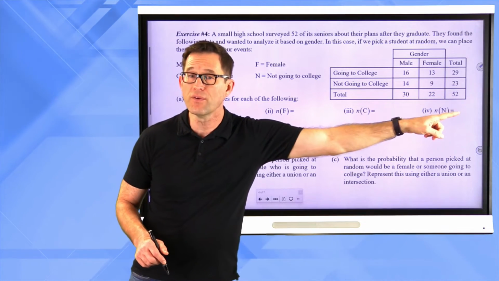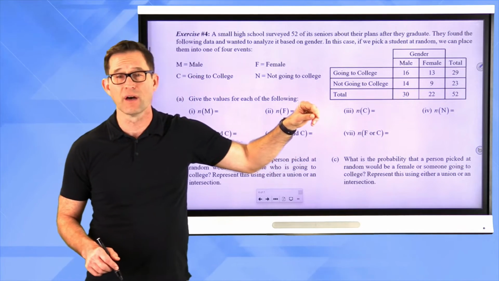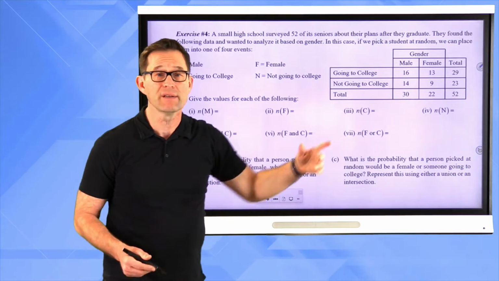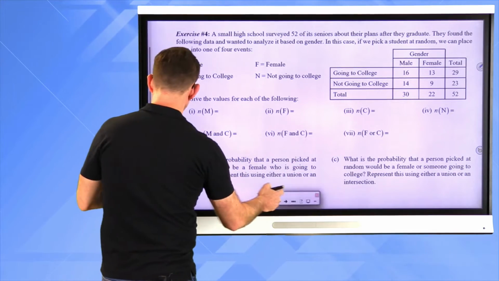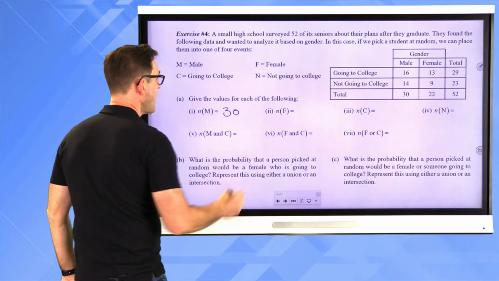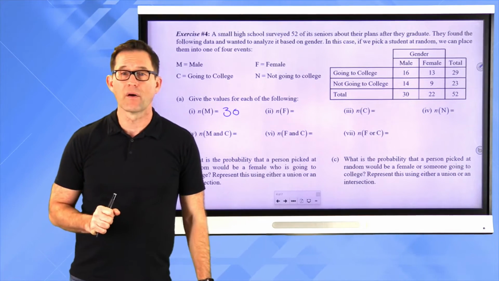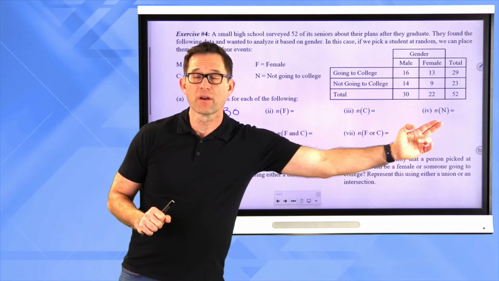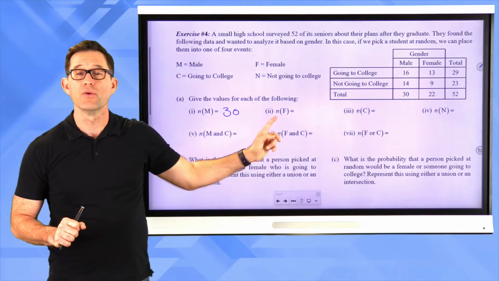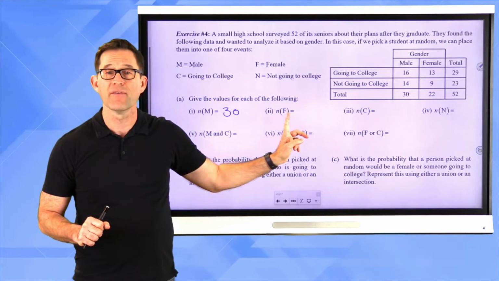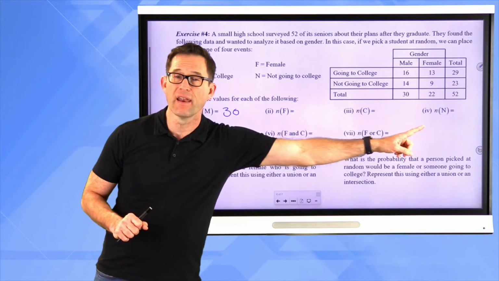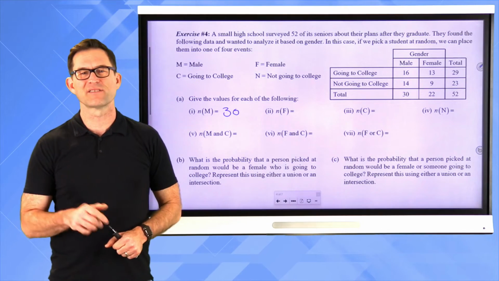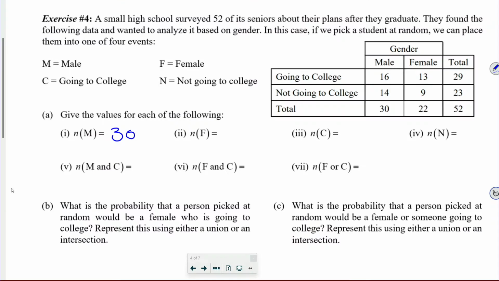Sometimes they don't give you the totals. You have to do that yourself, which is annoying. But in which case, there are 30 that fall into that category. All right? Now, all 3 of these are going to be pretty easy. So what I'd like you to do is take a moment to figure out n of f, n of c, and n of n, I guess. Pause the video now and go ahead and do that.